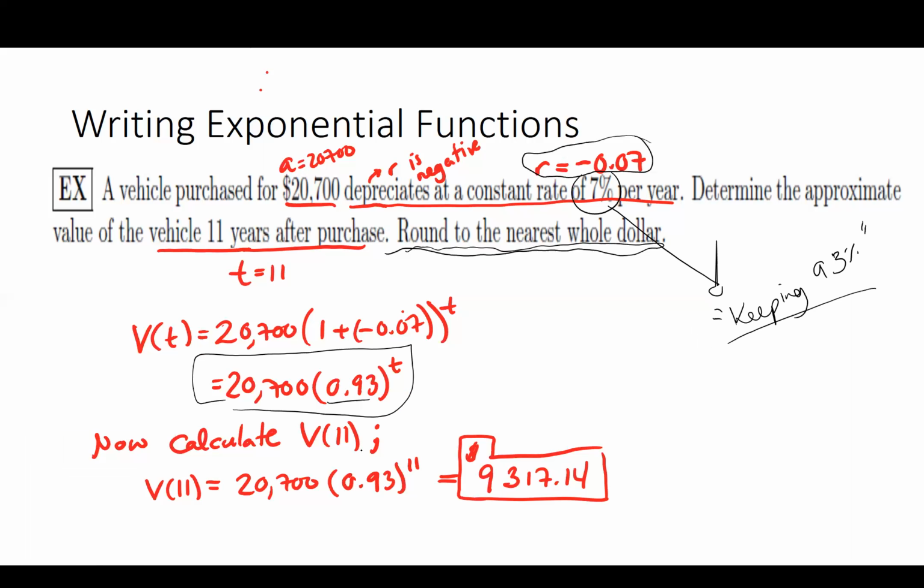Now, what I really wanted to compute here was V(11). So now I'm just going to plug 11 into the function everywhere I see a t, and I end up with $9,317.14, which is kind of horrifying when you think that the vehicle was worth $20,000 or $20,700, and then a mere 11 years later, it's now less than half that value. But such is the nature of cars.